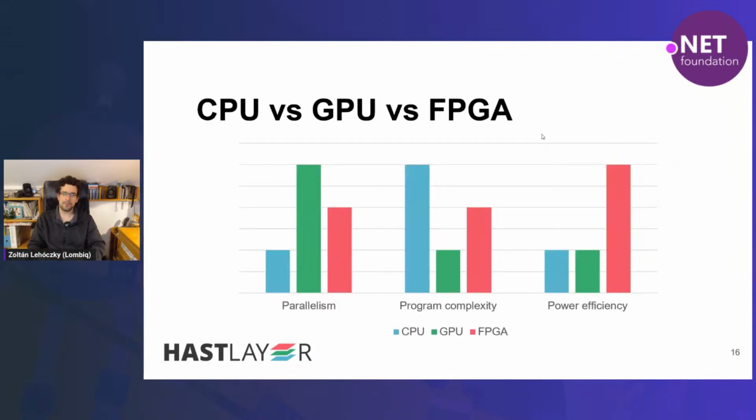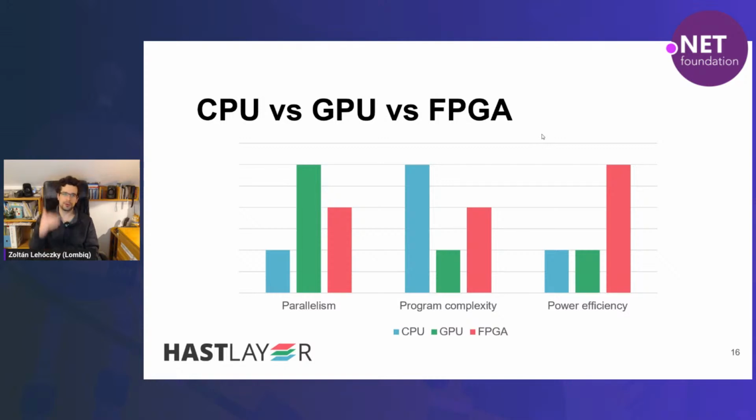Now, why would we use FPGAs as .NET developers? And the answer here is that FPGAs have some unique computing benefits. We can also utilize them as compute accelerators, much like GPUs. So let's compare them with CPUs and GPUs here, and let's see where their advantage is. Let's talk about parallelism first. So how many things you can compute at the same time on a given processor.